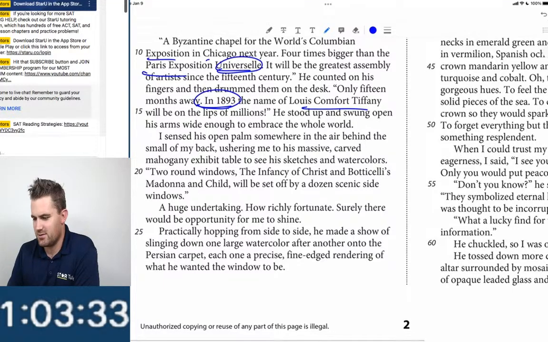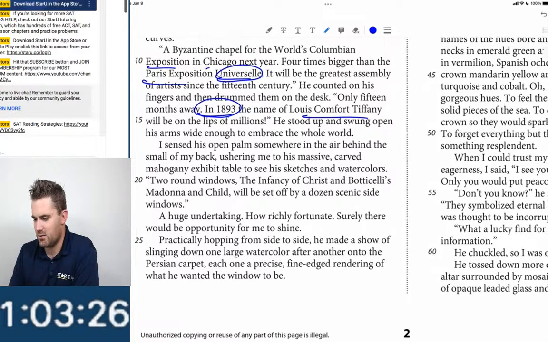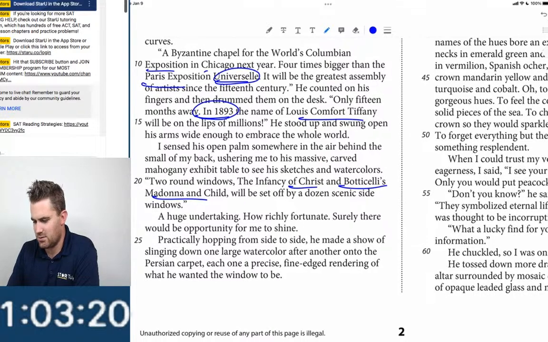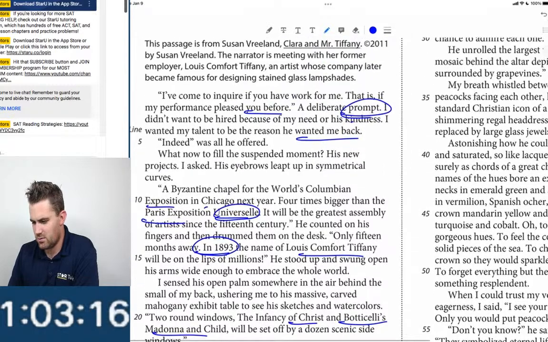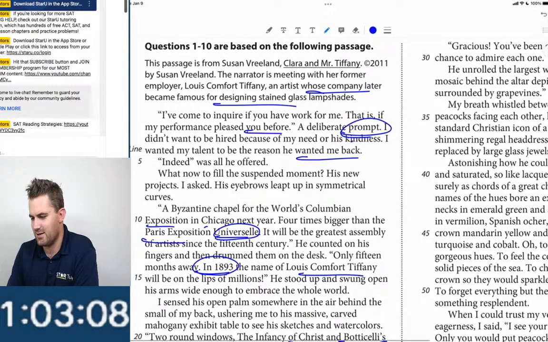Senses open palms from an air. There's massive carved mahogany exhibit tables, sketches and watercolors, the infancy of Christ and Botticelli's Madonna and Child, which is set out. Here's me as a former employer, an artist whose company later became famous. But yeah, there it is, stained glass lampshade. Okay, so it is Tiffany.